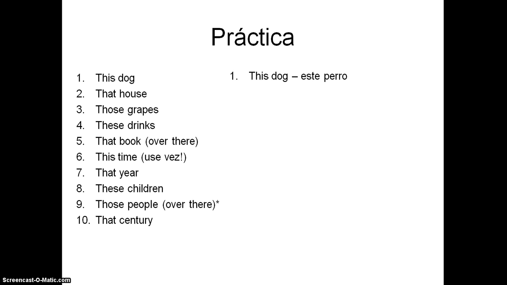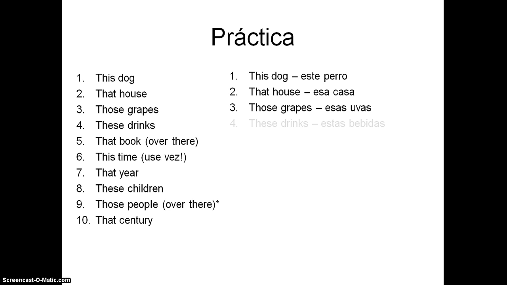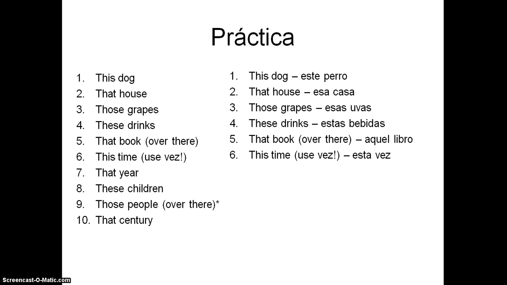Okay, the first one, this dog, este perro. That house, esa casa. Those grapes, esas uvas. These drinks, estas bebidas. That book over there, aquel libro. This time, esta vez, really useful one to learn. This year, or that year, sorry, ese año, or aquel año if you want a bit further removed. You might want to learn this year as well, which is este año, another useful one for time frames.